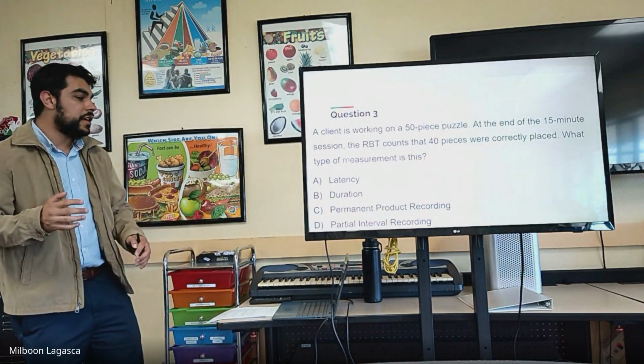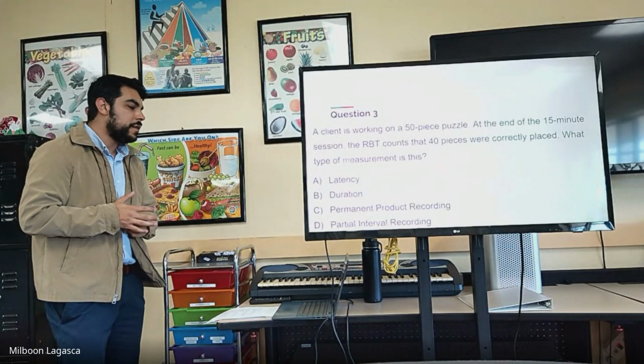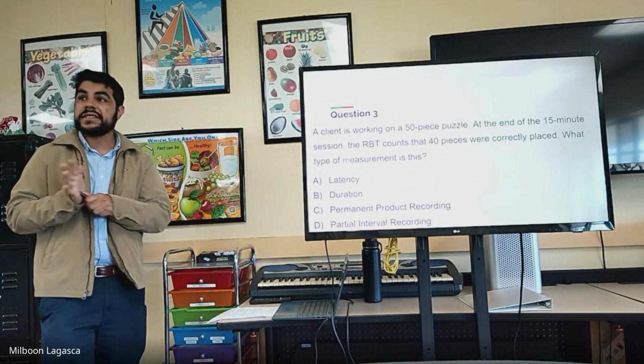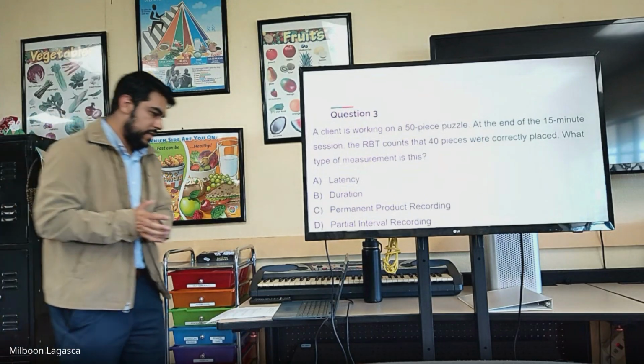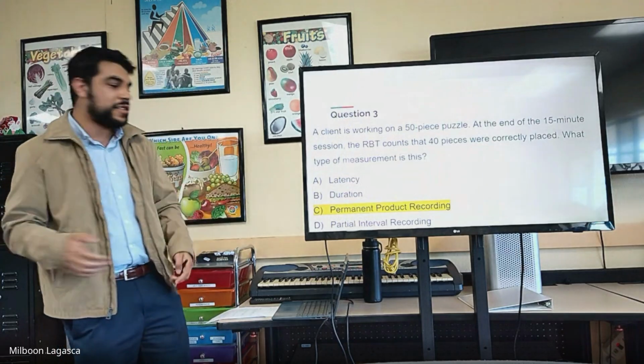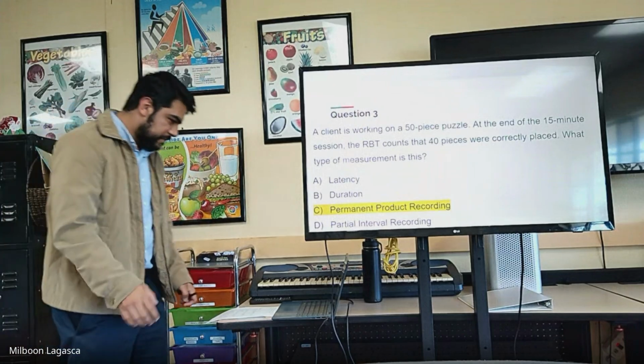A client is working on a 50-piece puzzle. At the end of the 15-minute session, the RBT counts that 40 pieces were correctly placed. What type of measurement is this? Yeah, there you go. For a product, you don't even have to be there. You can just come right at the end of those 15 minutes and be able to witness it.